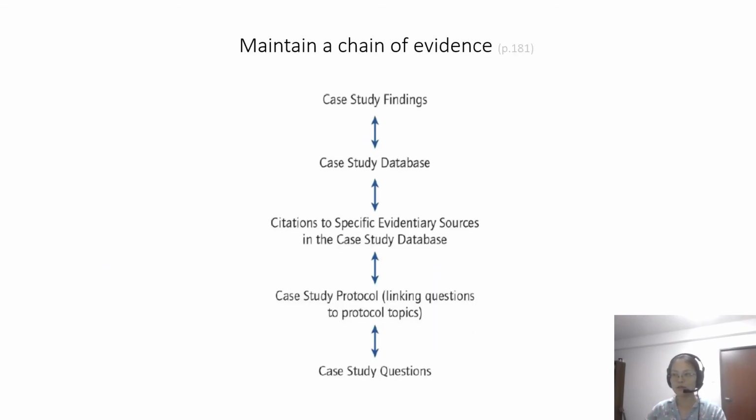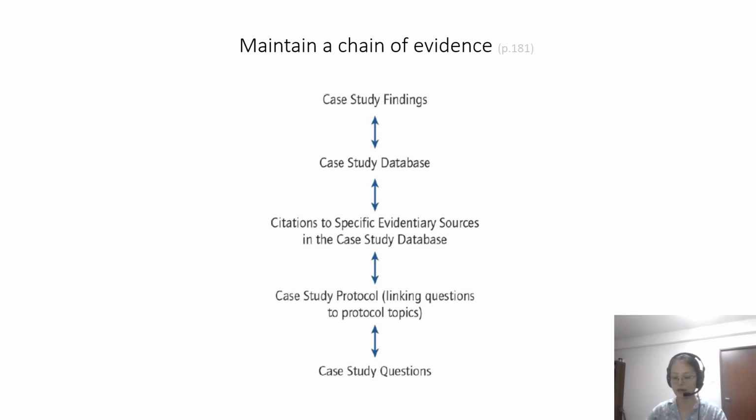So as you can see from here, this graph shows you the chain of evidence we're talking about here is mutual, let's say in two directions, either from the beginning of the case study questions to the finishing line of case study report findings. Okay, or it can be backward from case study findings, along back until reaching the original sets of case study questions.